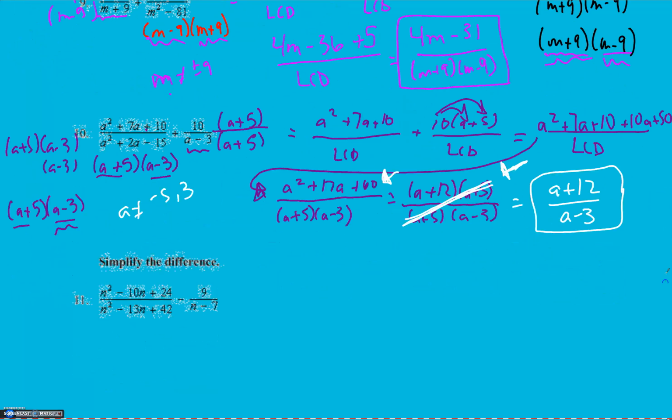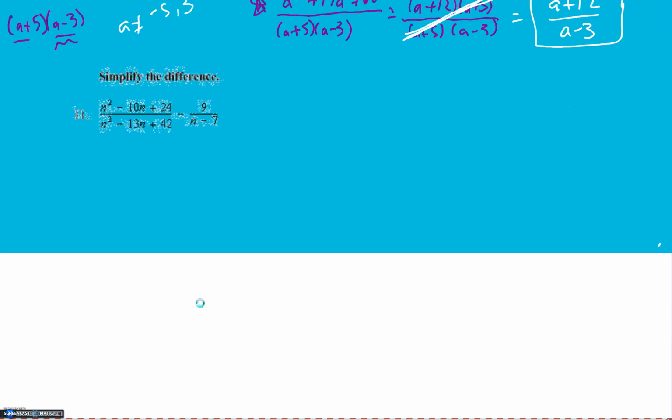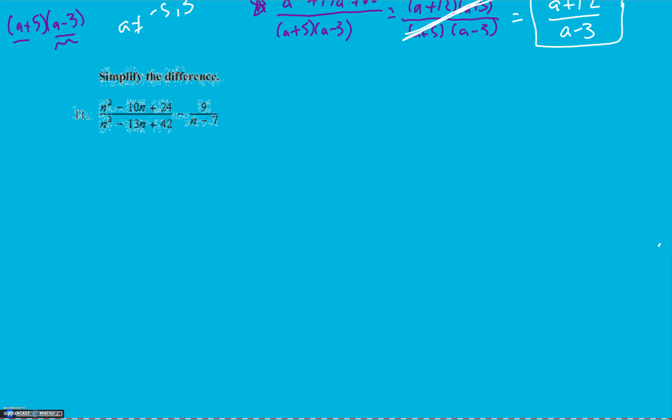Number 11 here, same idea. We are going to simplify what we can and go from there. Multiply to 24, add to 10, minus 6 and minus 4. Multiply to 42, add to negative 13. So we're going to multiply to 42, add to 13, minus 6, minus 7.